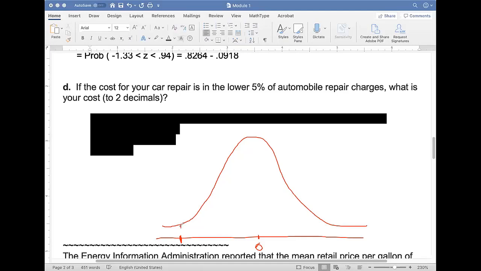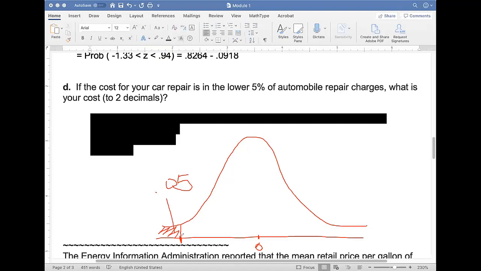I'm going to just draw it here. Do you think this part is 0.05, or maybe the area to the right is going to be 0.05? To the left, right? This small corner, that's going to be 0.05. Would you agree with me? So this area is 0.05.